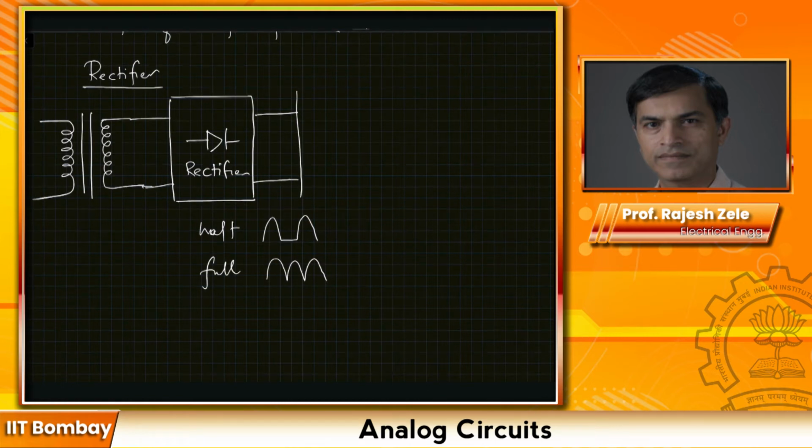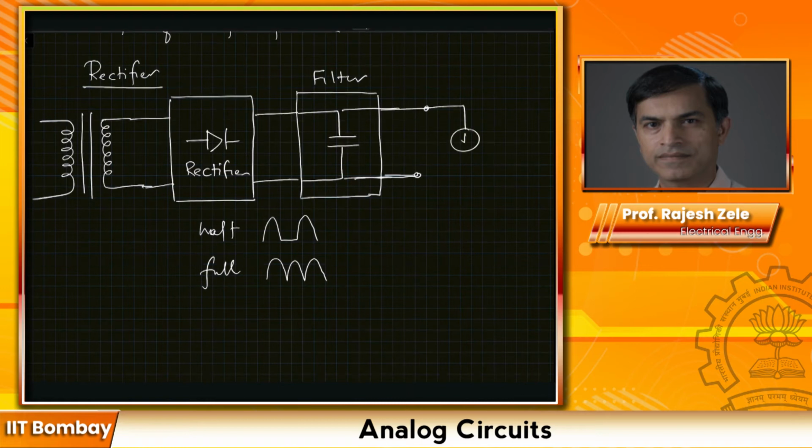So this by itself is so noisy that we cannot directly use it. So what we do then is we put a filter at its output. The filter can be as simple as just a simple capacitor, and this would be your iLoad, which could be your phone or any other device you are trying to charge, and this would be V0 output. Let's see how this works.